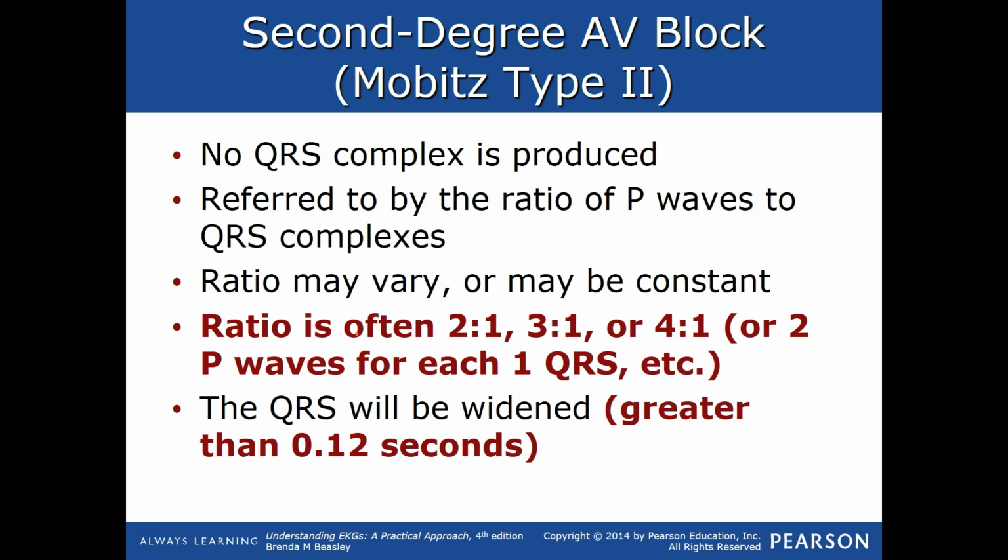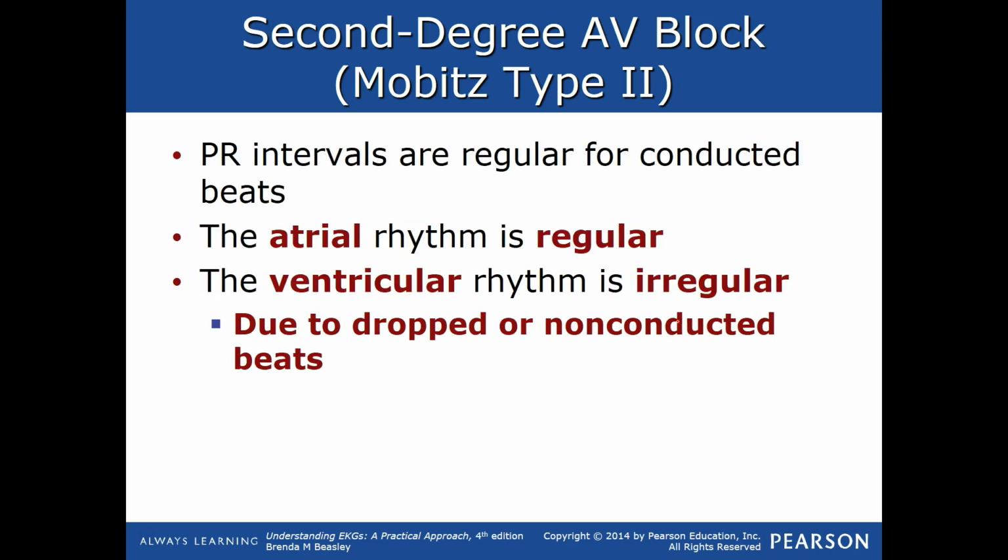The ratio may vary, or it may be constant. So it may be different. Sometimes you might have 2 to 1 or 3 to 1, talking about P waves to QRSs. So the ratio, as you can see, 2 to 1, 3 to 1, 4 to 1. And then sometimes the QRS can be greater than 0.12 as well, depending. But remember that it's drop beats, and that's what is going to make it different.